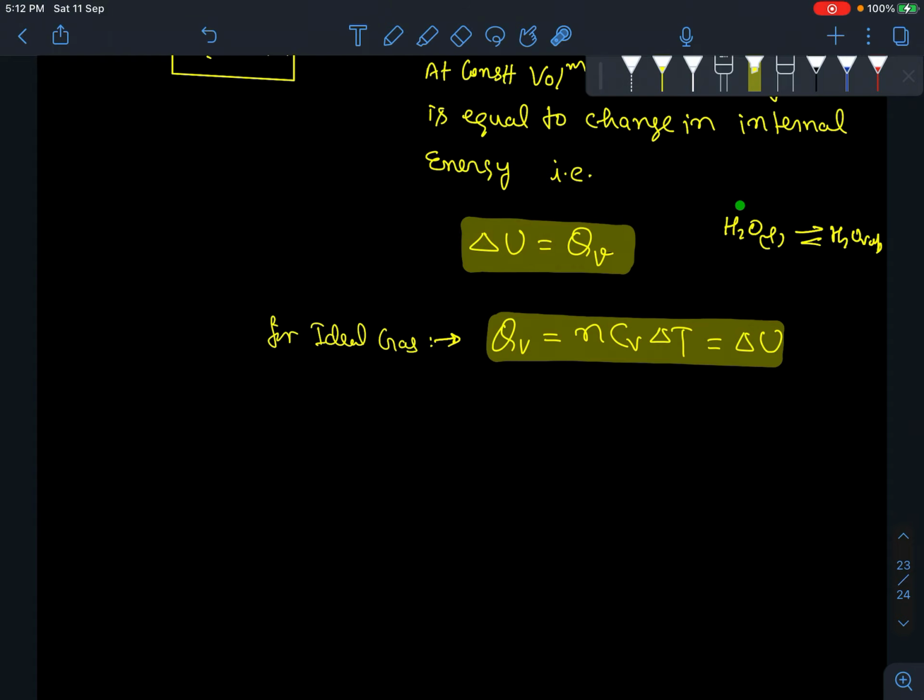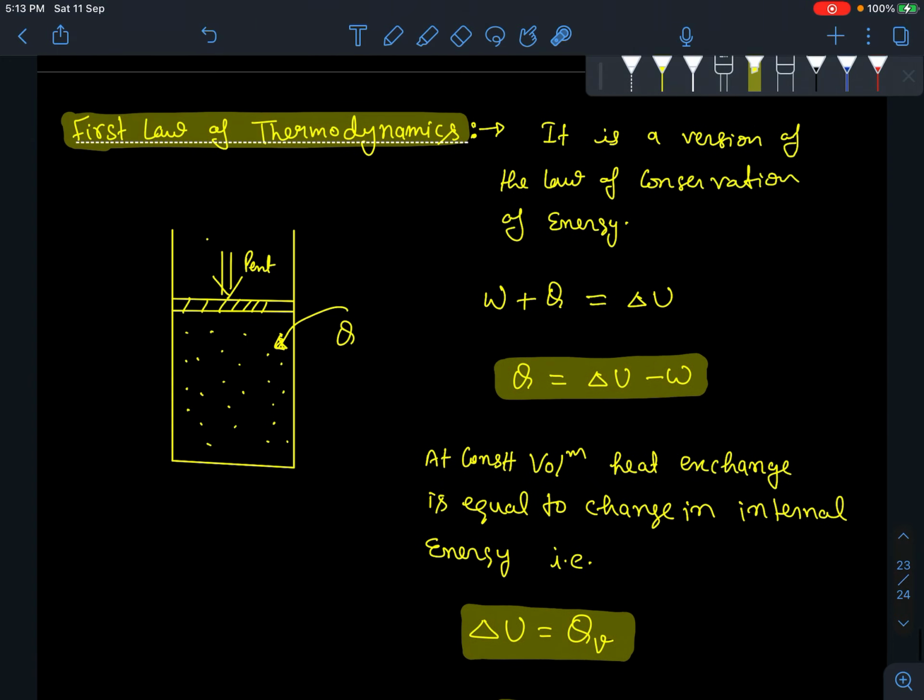So we will look at other ways of how to calculate this particular thing. But anyway, till now, heat supplied at constant volume is equal to change in internal energy. That's how we used to measure. Okay.